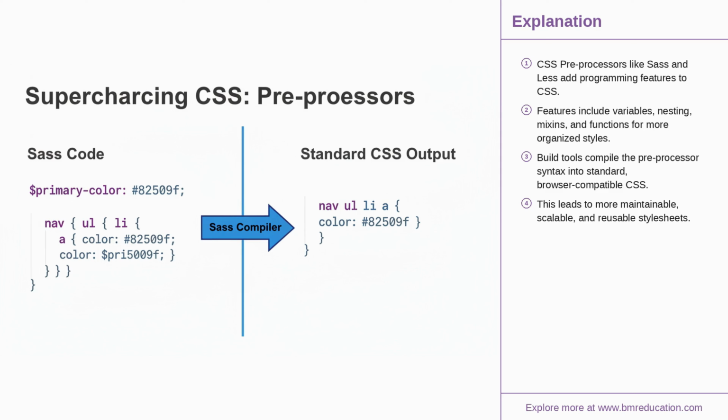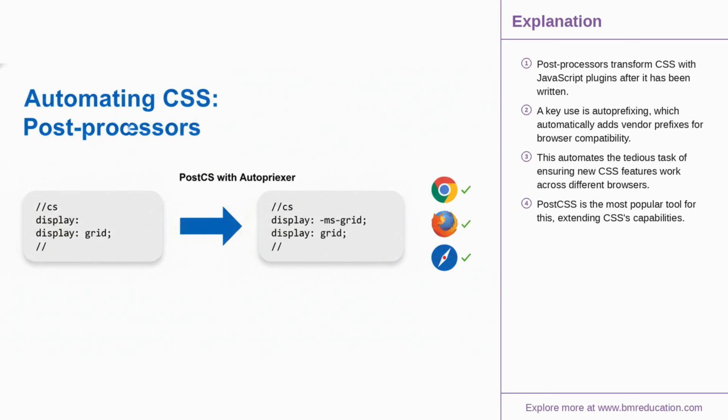After our CSS is written, we can enhance it further with post processors. A tool like PostCSS takes your standard CSS and uses plugins to transform it. The most common use case is auto-prefixing. Instead of you manually adding browser-specific prefixes like -webkit or -moz for new CSS features, a post processor automatically adds them based on which browsers you need to support, guaranteeing compatibility without the manual effort.